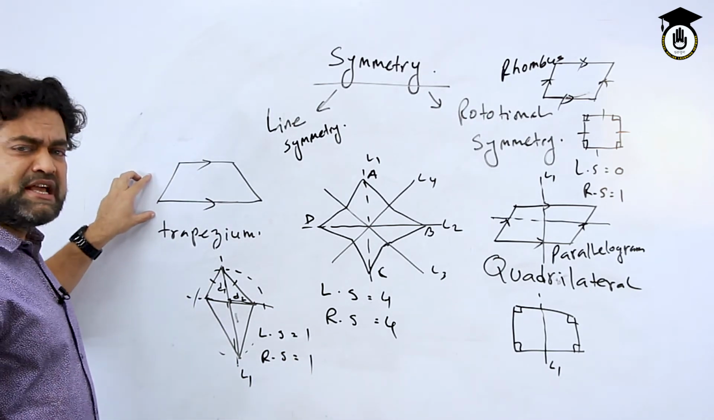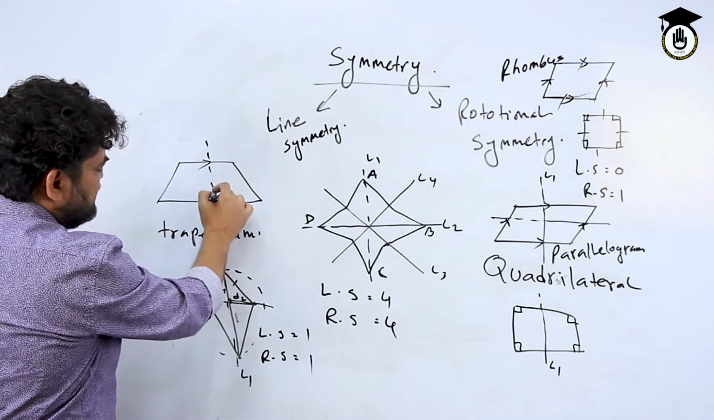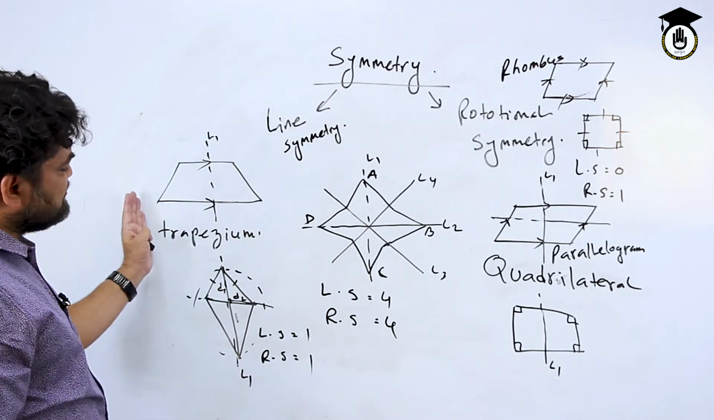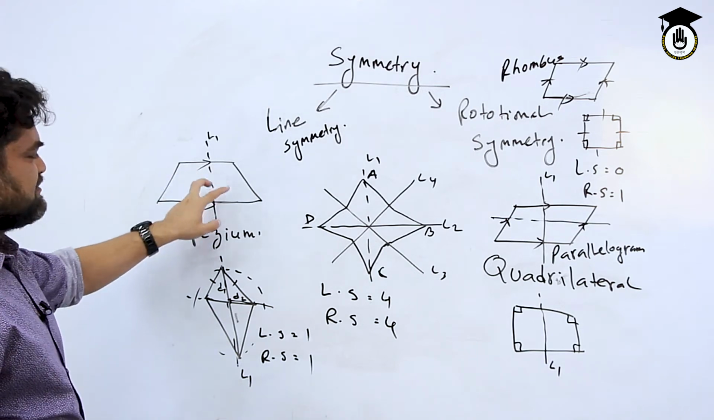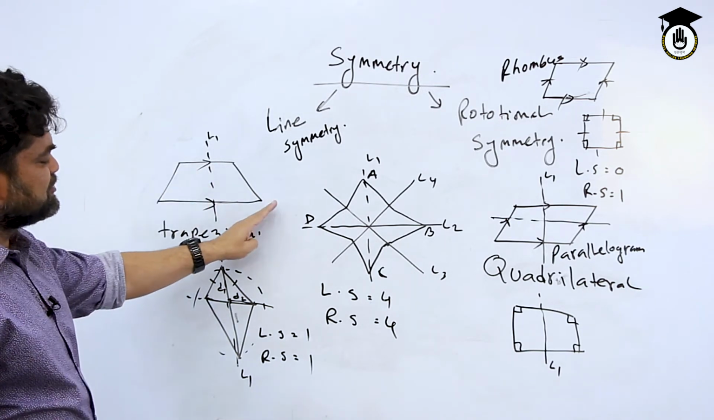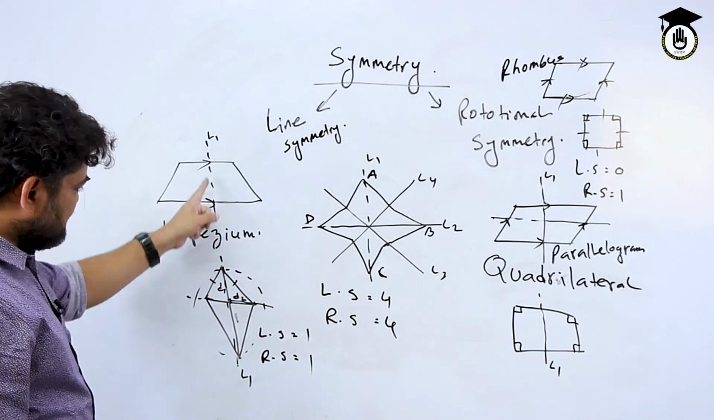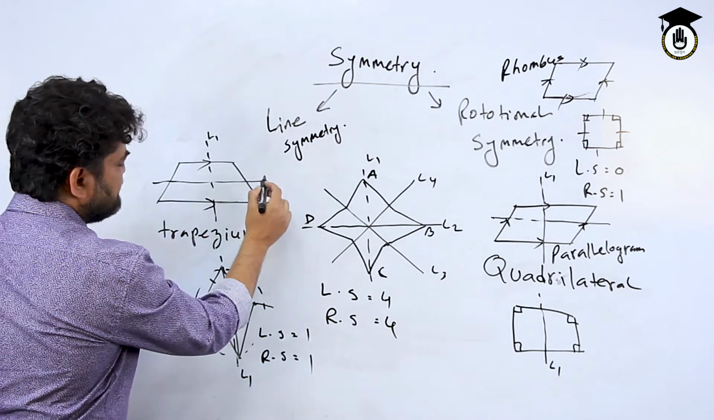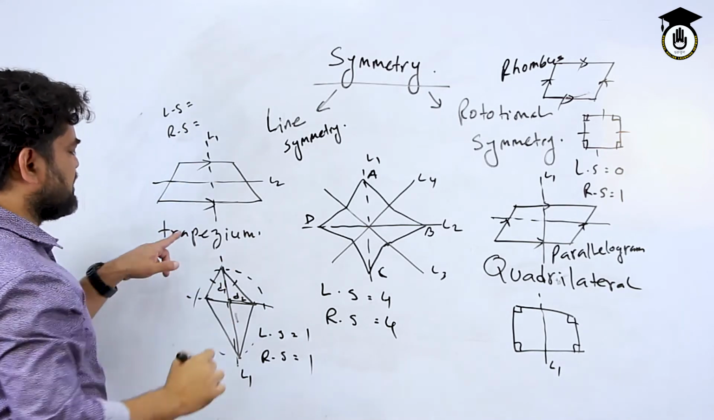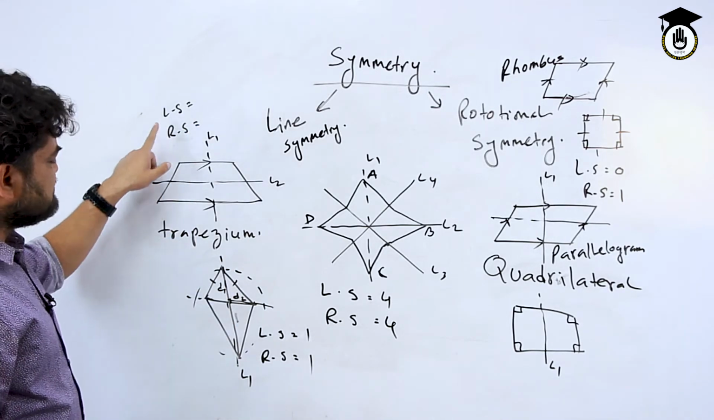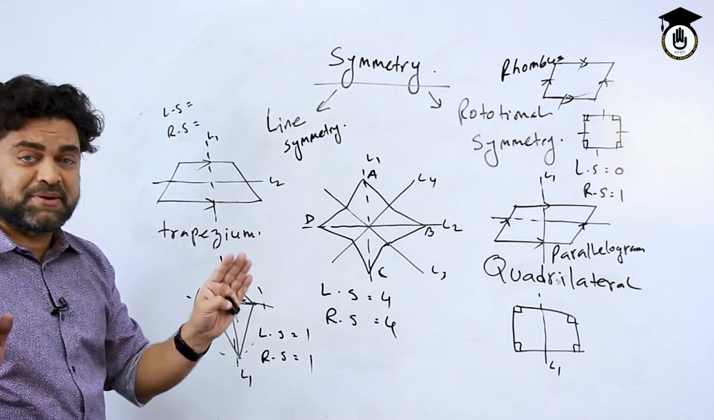But what will happen in cases of trapezium? That's very important. If I draw a line from here, L1, I can fold it on. Since two opposite sides are parallel, by seeing this diagram you can easily understand I can fold onto that. So what will happen from L2? Line symmetry and rotational symmetry for trapezium: line symmetry, I'm getting only 1 here. I can fold it to top for this diagram, not for all trapeziums.